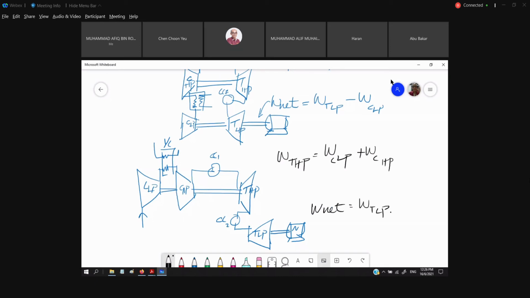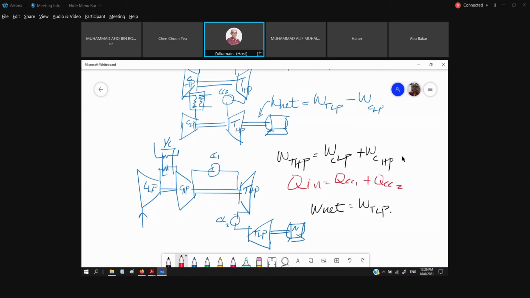W net is equal to W_TLP. And of course, the Q in is equal to Q_CC1 plus Q_CC2. Right? So this is the arrangement we could get in order to increase our work net. This is using multi-stage compression with intercooler and also reheat. The purpose is to increase the W net.